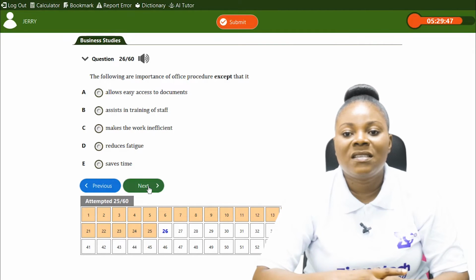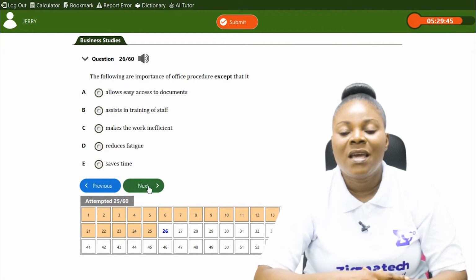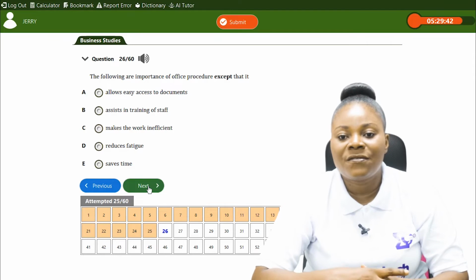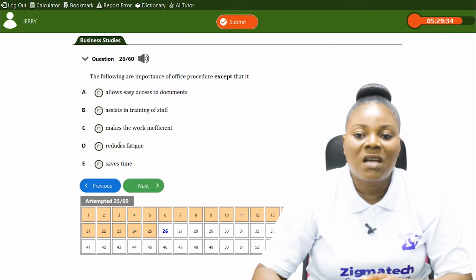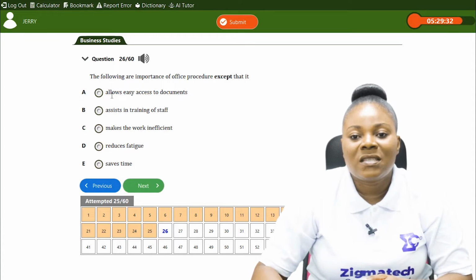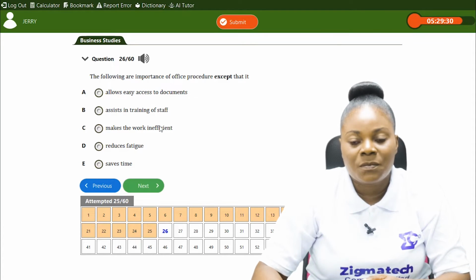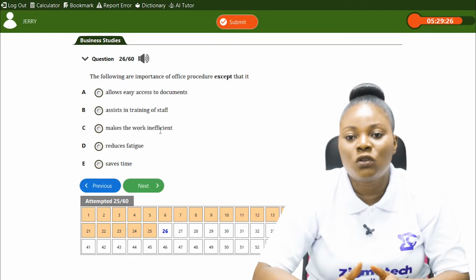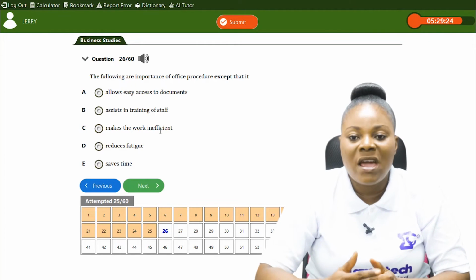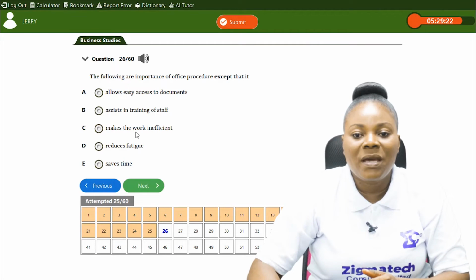A, allows easy access to documents. B, assist in training of staff. C, making the work inefficient. D, reduces fatigue. E, saves time. One of the importance of office procedure is it allows easy access to documents, because there are laid down rules on how documents should be kept, how they should be arranged, and where they are meant to be.